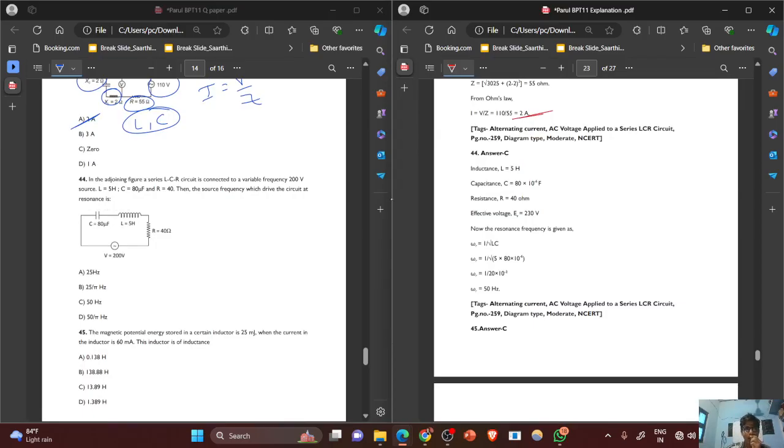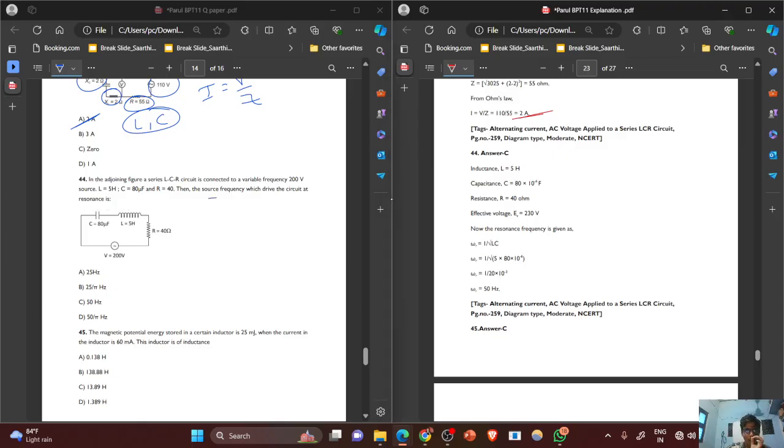In the adjoining figure, a series LCR is connected to a variable frequency 200 volt source. L, C and R are given. Then what is the source frequency that drives the circuit? It is asking about the source frequency.